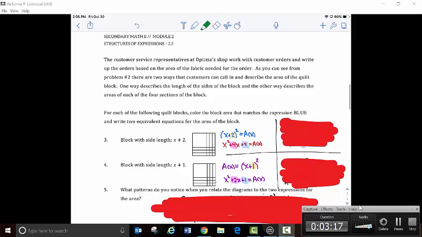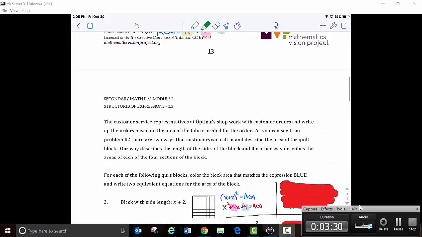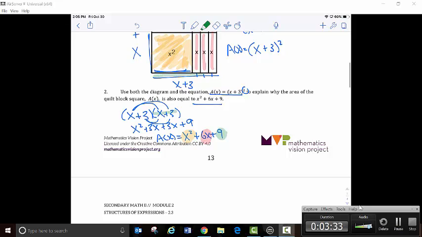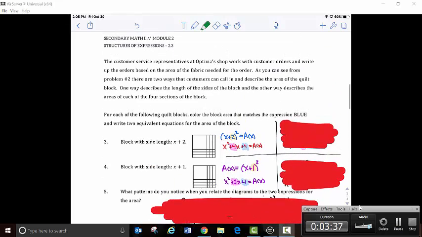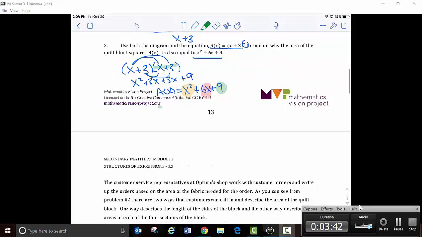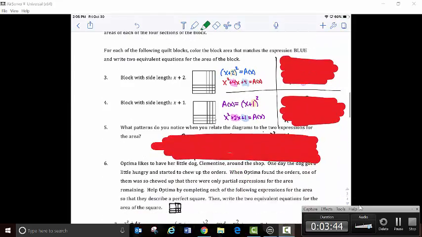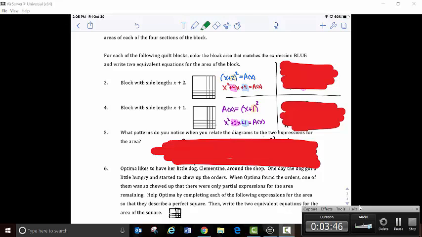Customer service representatives at Optima's shop work with customer orders and write up the orders based on the area of the fabric needed for that order. As you can see from problem 2, there are 2 ways that customers can describe the area of the quilt. One way describes the length of the blocks. Okay, that's this way, X plus 3, and then we square it. The other one describes each of the areas of the 4 sections. That was this one.